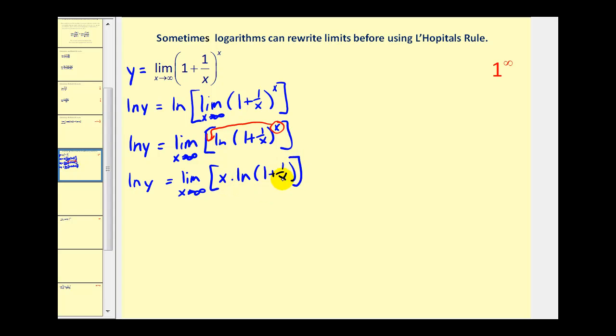Now let's take a look and see what happens to this as x approaches infinity. This goes to infinity, and this approaches ln 1, which is 0. Well, infinity times 0 is still indeterminate, and it's still not in the form we need to apply L'Hopital's rule. So notice that we're multiplying by x. Instead of multiplying by x, we could divide by the reciprocal. Let's go ahead and see what that does for us.